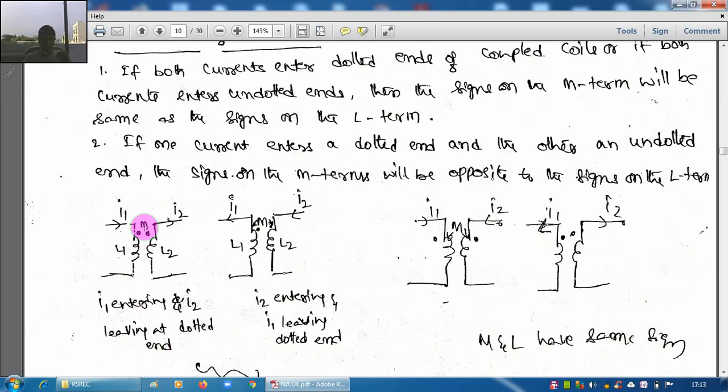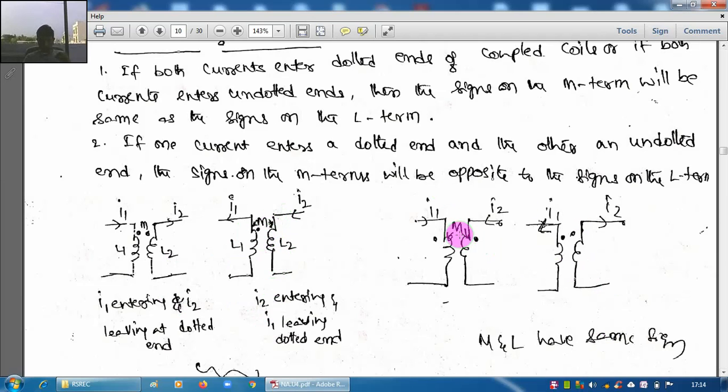So therefore M is negative here. One is entering, one is leaving. Whereas here, if you see, the I2 direction is reversed. Here also I1 is leaving the dot. The dot is here for the first coil. So I1 is leaving, but I2 in the second coil is entering the dot. This is also similar to that. One current is leaving, one current is entering. So M is negative.